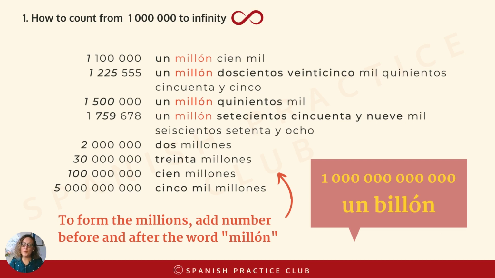How to count from 1 million to infinity? We've learned that the word for million is millón. So if we've got 1,100,000, that's how you would say that number in Spanish. Or if you want to say, for example, 1.5 million, in Spanish that would be 1.500.000. So we just follow the pattern. We do not use any other words to say the numbers as they are in Spanish.